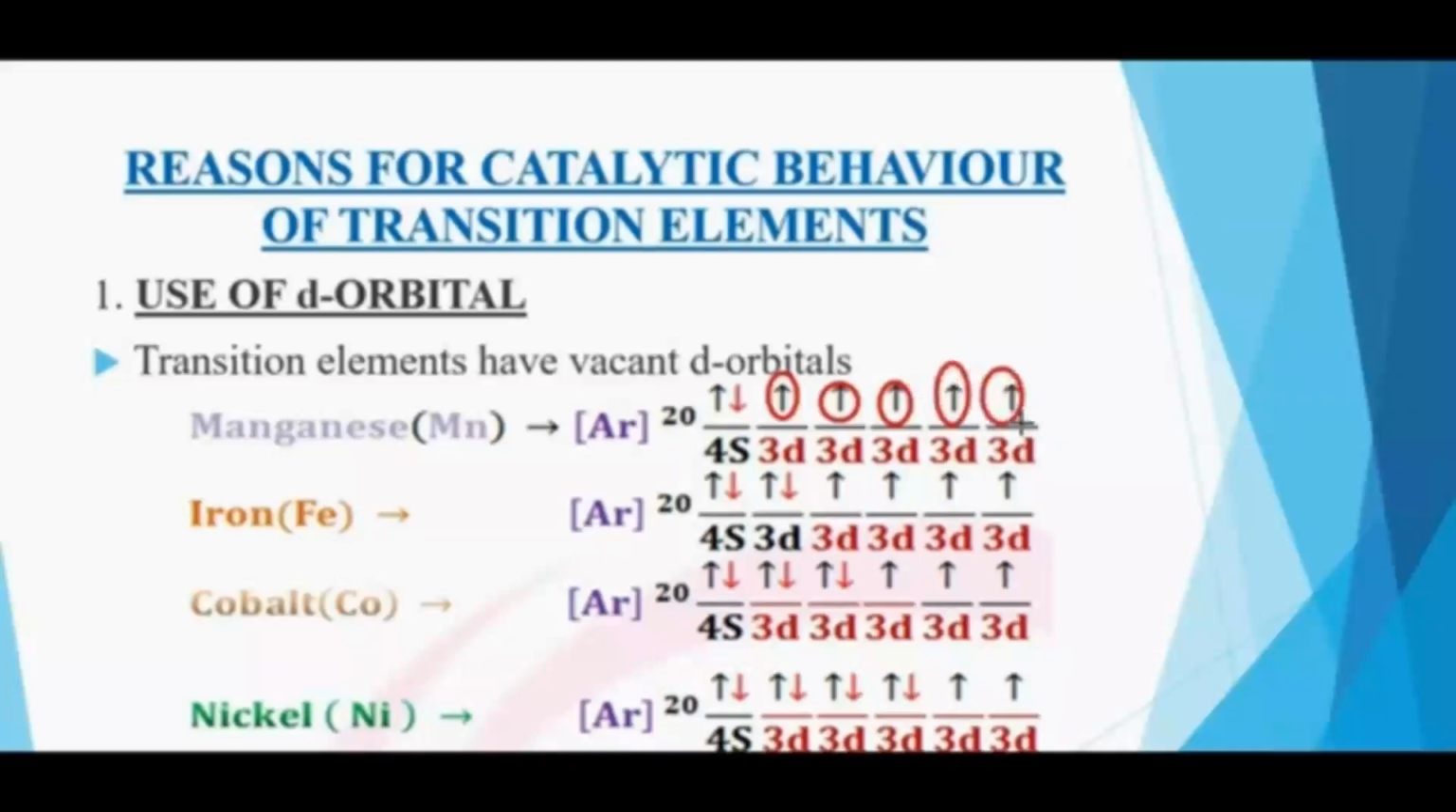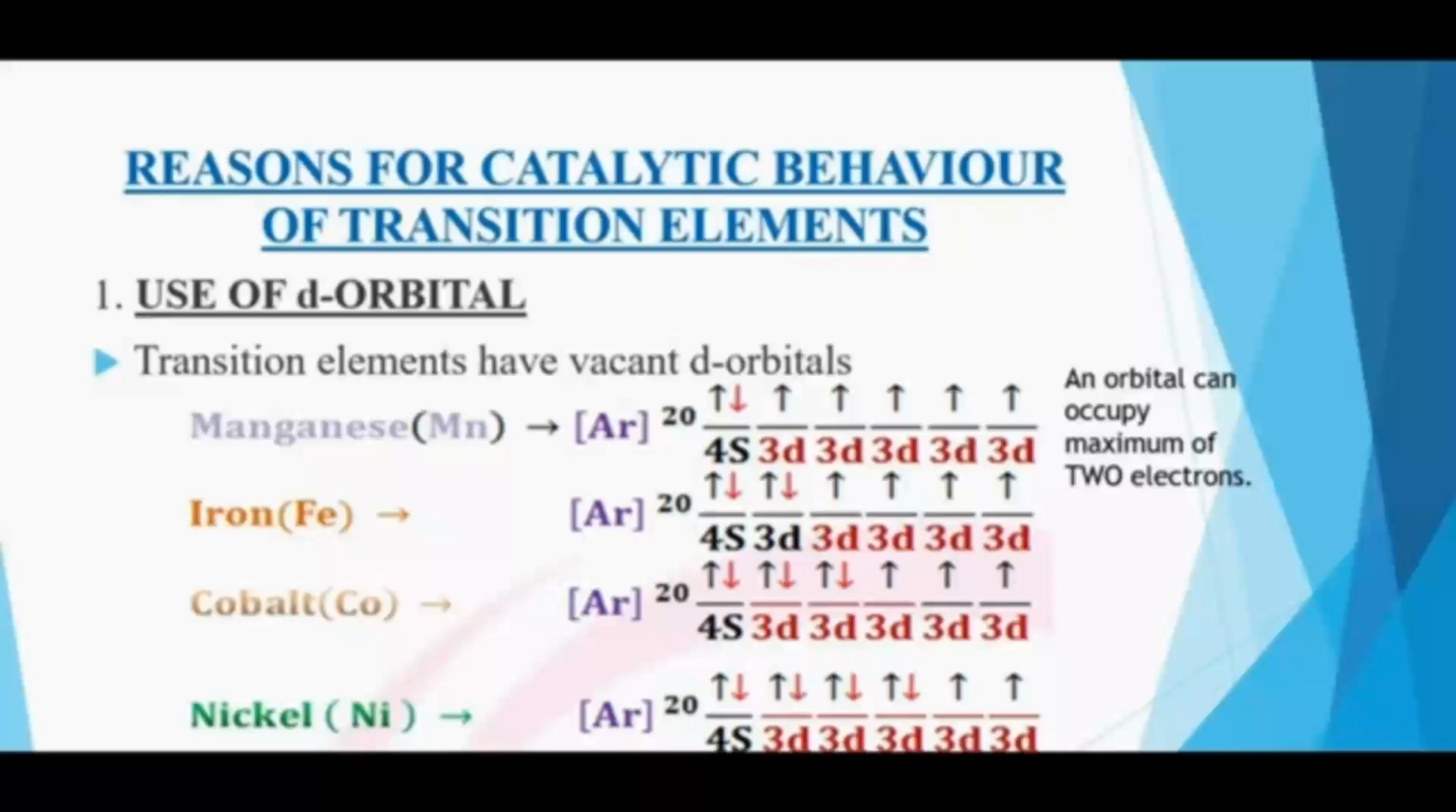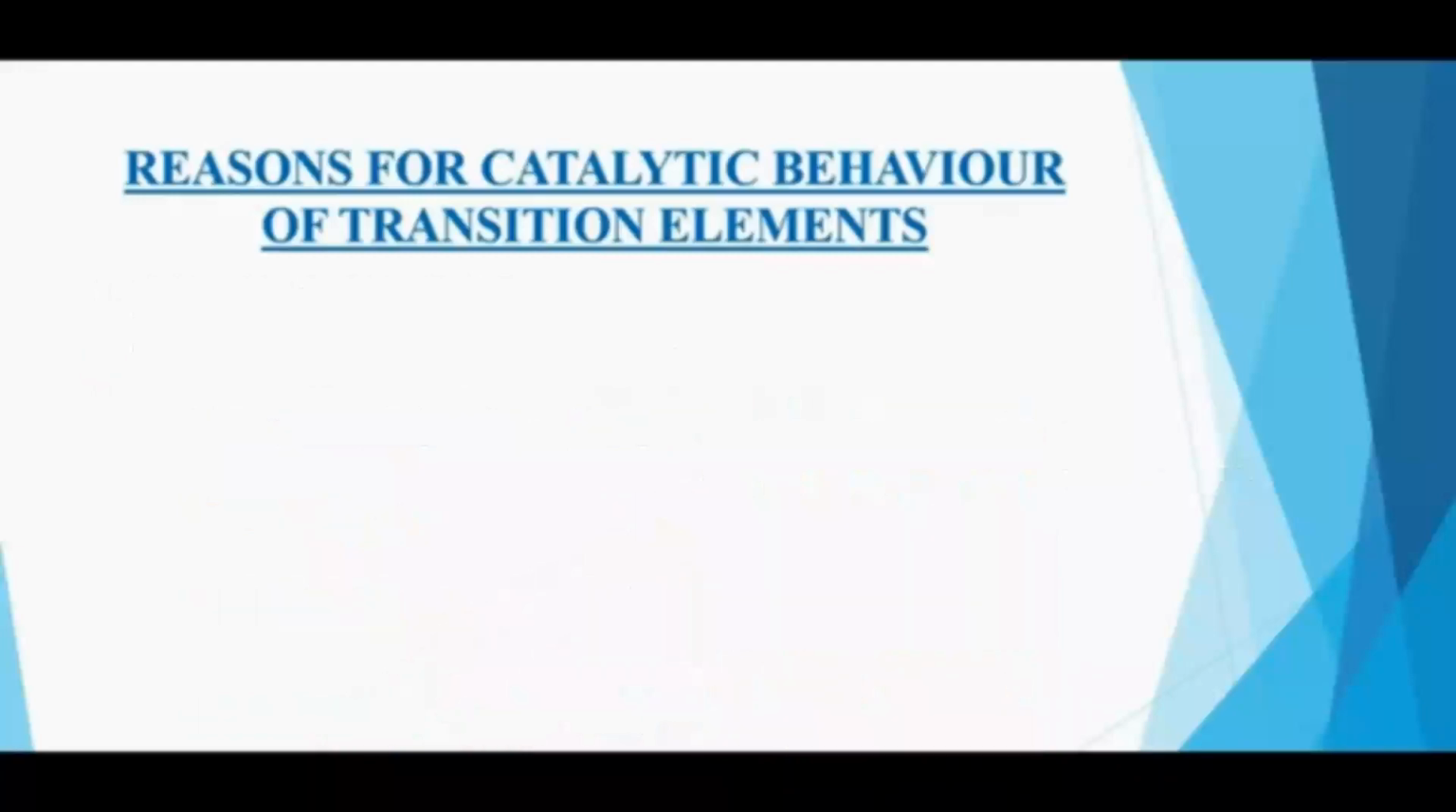An orbital can have maximum of 2 electrons. But the d orbitals of transition elements have just 1 electron. In order to get these unpaired electrons paired up, they interact with the reactants and in this way activate the reactants and speed up the chemical reactions. Now let's see the second reason.